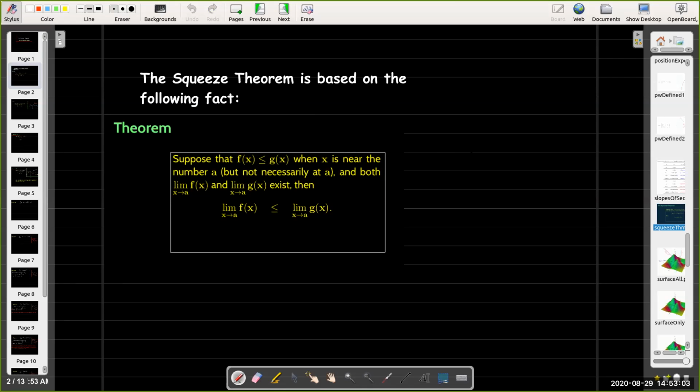We're going to use the following fact. It makes sense that if you have two functions, f and g, and the limit as x approaches a of f of x exists, and the limit as x approaches a of g of x exists, and you have f of x always being smaller than or equal to g of x whenever you're close to a, then it makes sense that in the limit as x approaches a, f of x is going to be less than or equal to the limit as x approaches a of g of x.